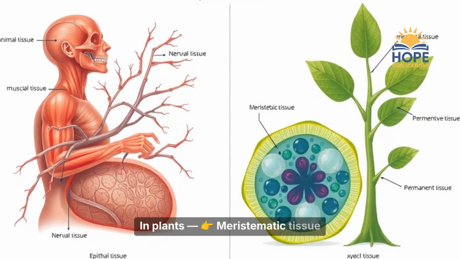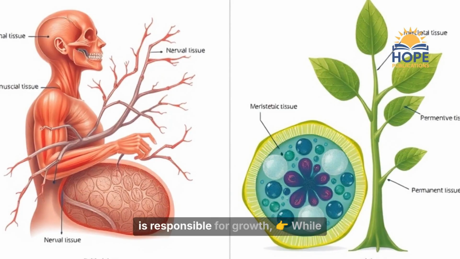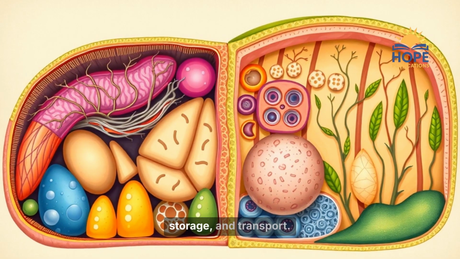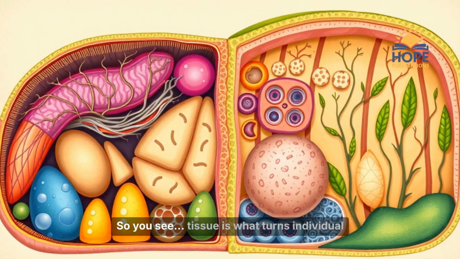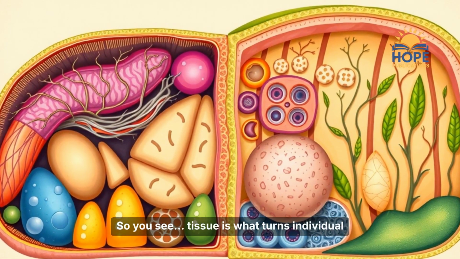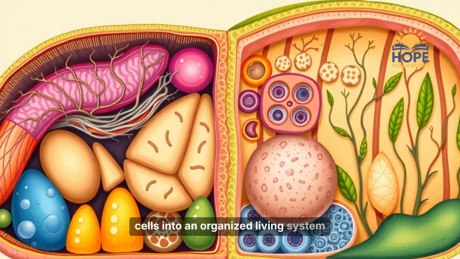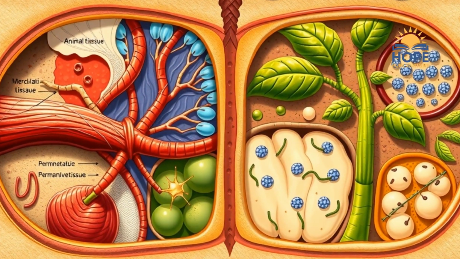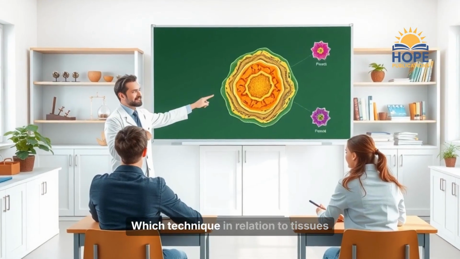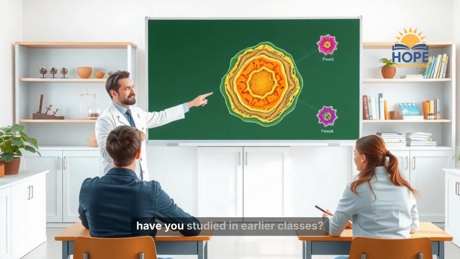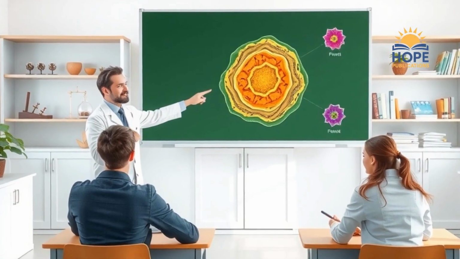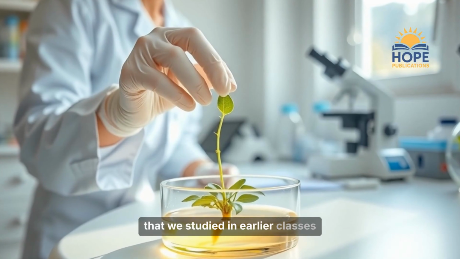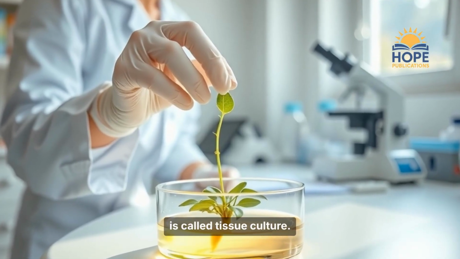In plants, meristematic tissue is responsible for growth, while permanent tissue takes care of photosynthesis, storage, and transport. So you see, tissue is what turns individual cells into an organized living system, giving life its structure and harmony. 3. Which technique in relation to tissues have you studied in earlier classes? The technique related to tissues that we studied in earlier classes is called tissue culture.